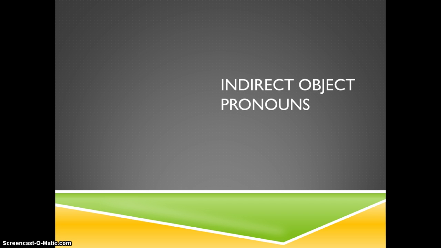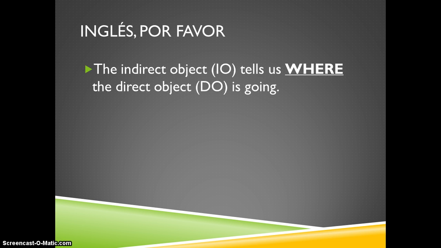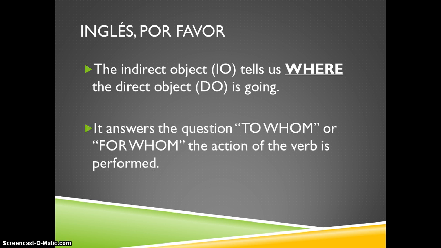So anyway, indirect object pronouns is our subject for today. Now we talked about direct object pronouns, so our focus is going to be on indirect object pronouns. First, let's figure out what an indirect object is in English. The indirect object, or the IO, tells us where the direct object is going. It answers the question to whom or for whom the action of the verb is performed, okay?